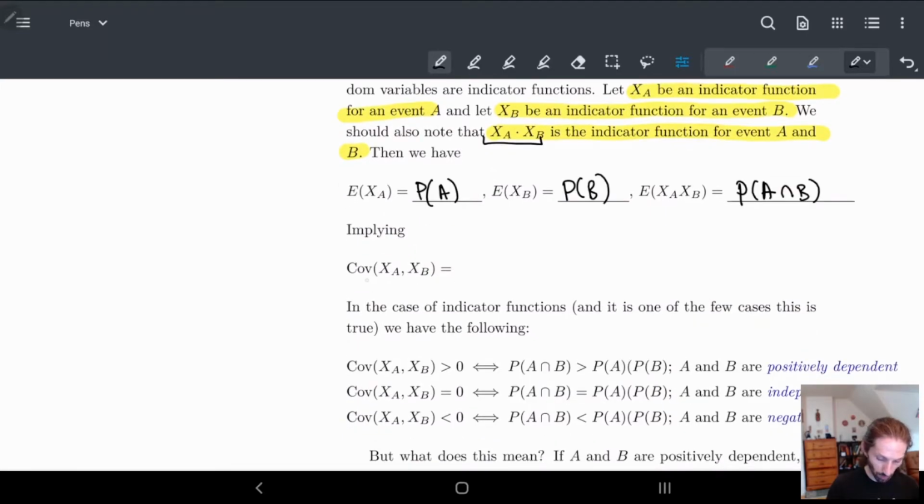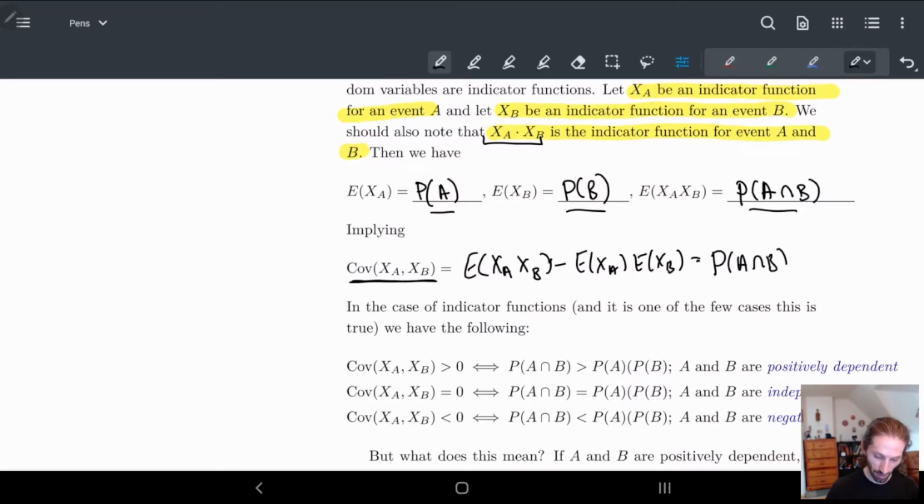And so looking at the covariance of xa and xb, we plug it into the formula: the expected value of xa xb minus the expected value of xa times the expected value of xb. And we have the probabilities, right? So we can just plug these in. So we have P of A intersect B minus P of A times P of B.